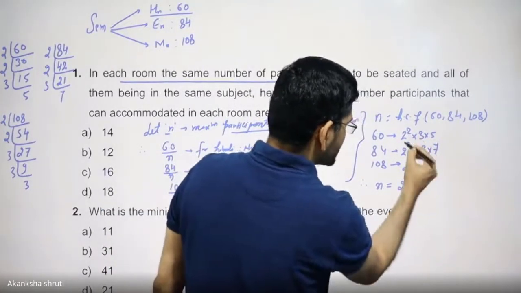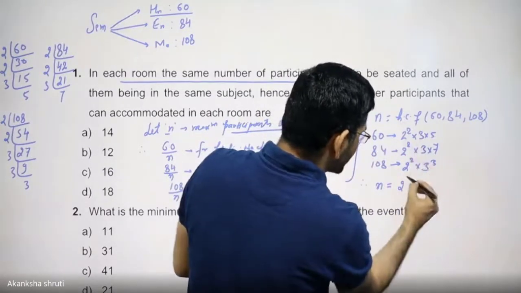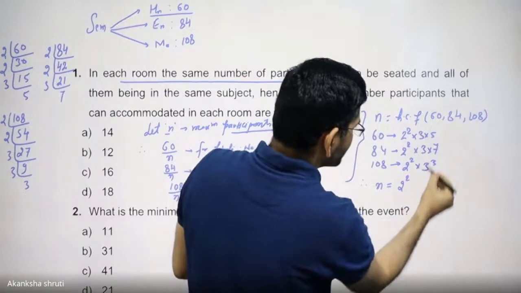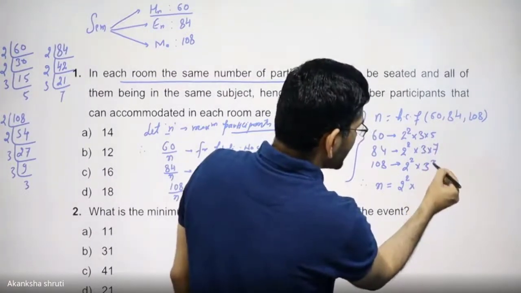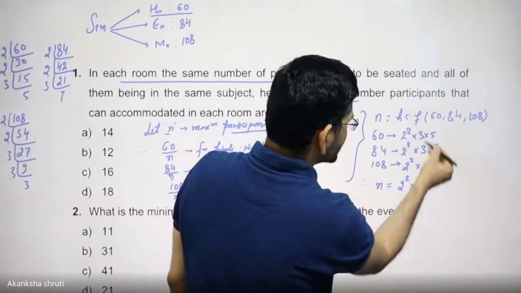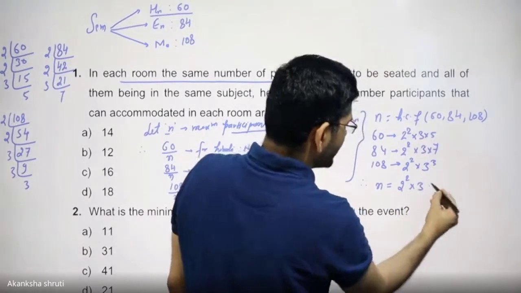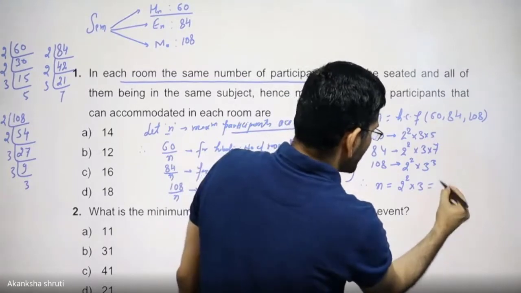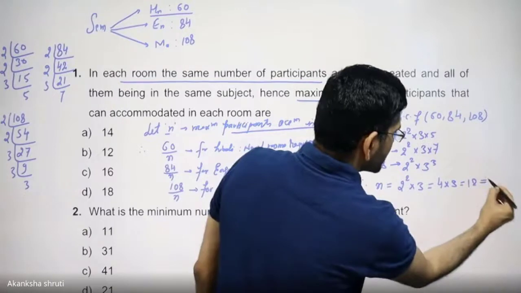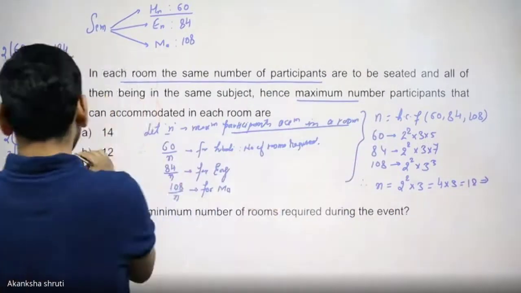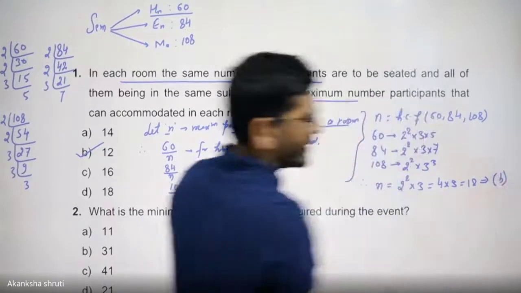Here we are observing 2 is common and 2 has the least power 2. And coming to 3, it has the power 3 in the third one, but 1 only in the first two. So only 3 to the power 1 we need to take. It is 4 into 3, which is our 12. So this implies it is matching with option B. So B is our required answer.